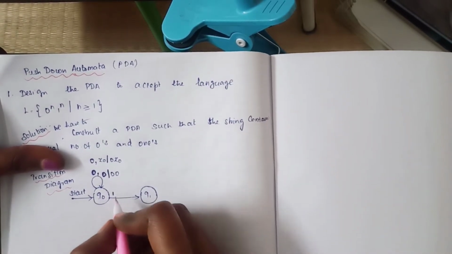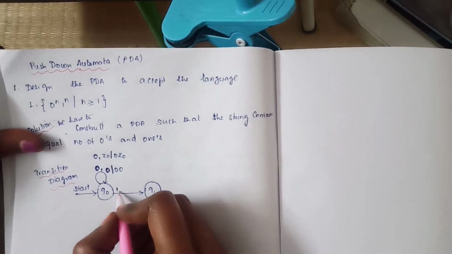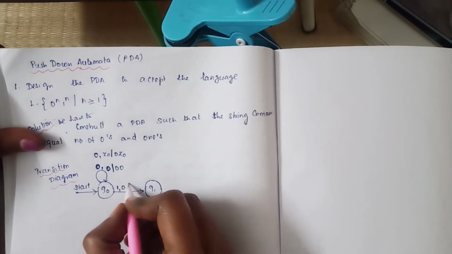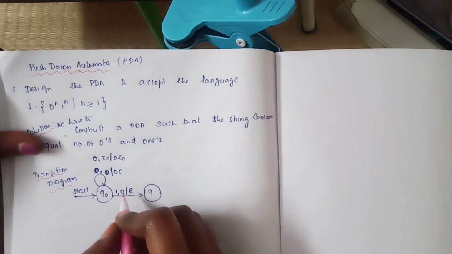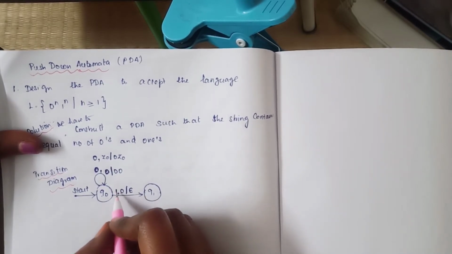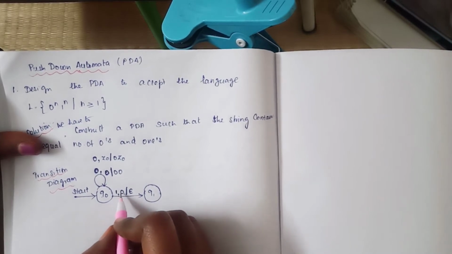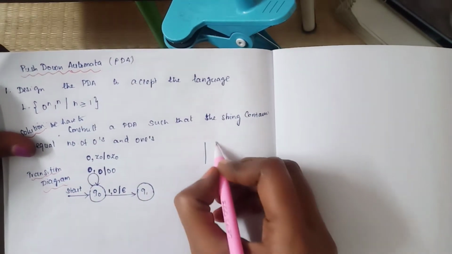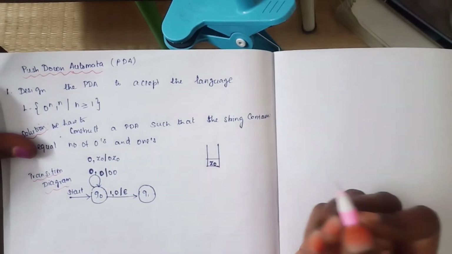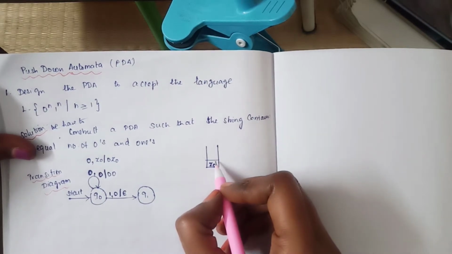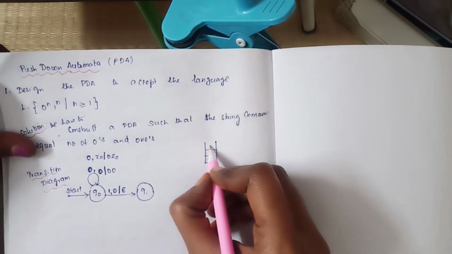After that you will have this 1. If I am giving 1 as an input symbol and my top of the stack is 0, after this my stack will be epsilon, because whenever a 1 is encountered, you have to delete an equivalent 0. For example, first I have to push Z0 as the start of the stack symbol. After that I push 0.